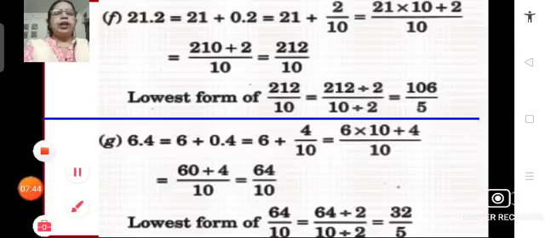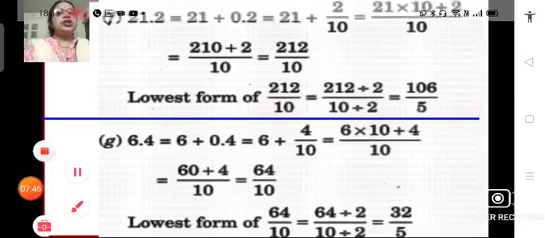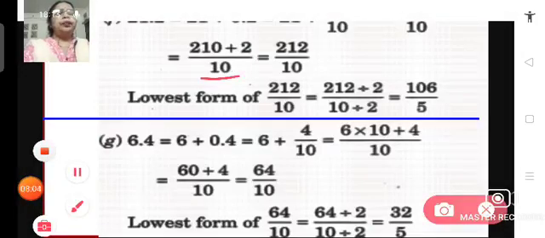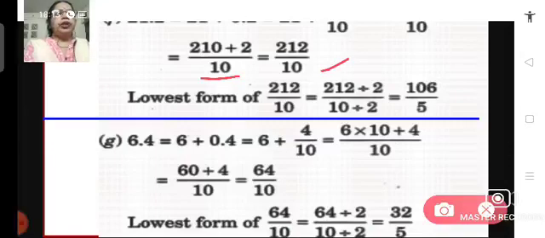21.2. So 21.2 we can write as 21 plus 0.2. That means 21 plus 2 upon 10, which can be written as 21 into 10 plus 2 upon 10. So we have 210 plus 2 upon 10. So it gives us 212 upon 10. What will be the lowest form of 212 upon 10? Divide both by 2, we get 106 by 5. So this is the answer.